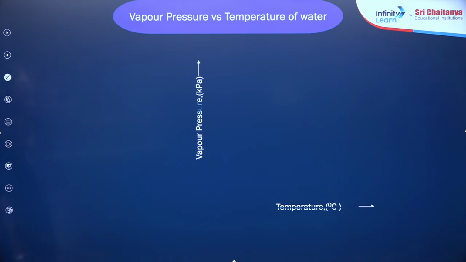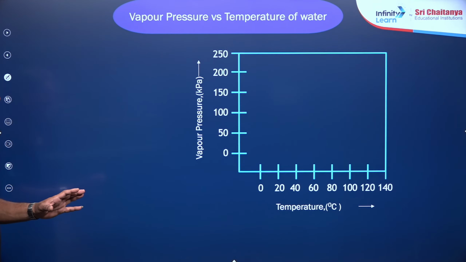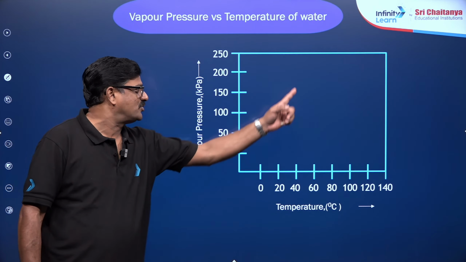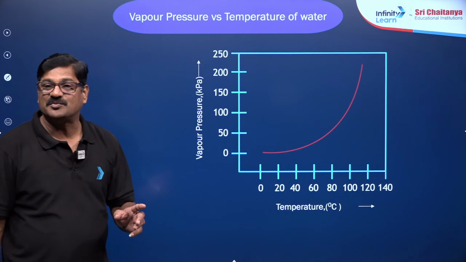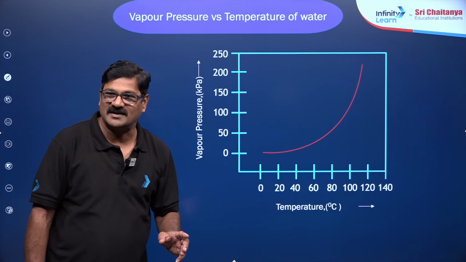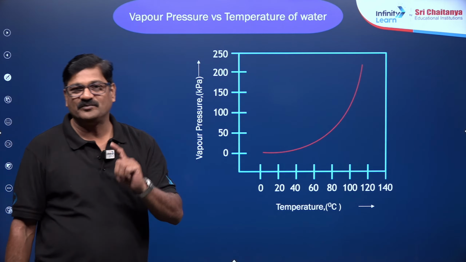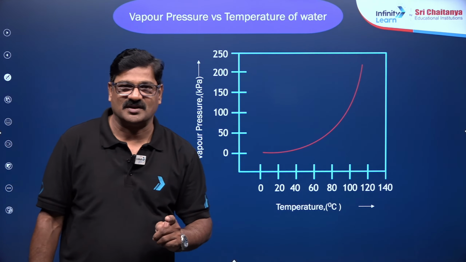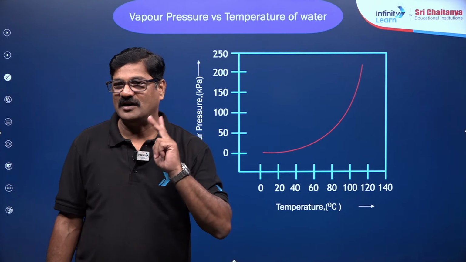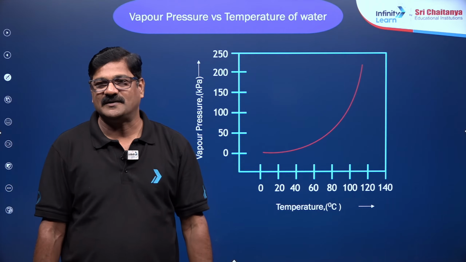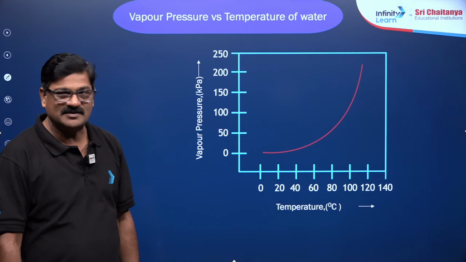Okay. And vapor pressure versus temperature of water. Let us see how it is going to be related. It increases exponentially. Vapor pressure increases exponentially as temperature increases. Aniket, you understand this? This graph can help you to understand Raoult's law. This graph can help you to understand the elevation in boiling point. This graph can help you to understand depression in freezing point. Exactly, it is very important, my dear students.